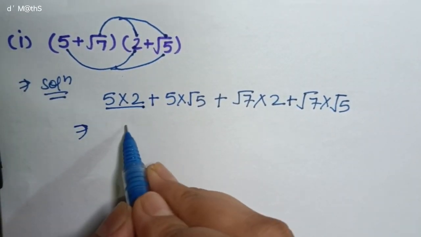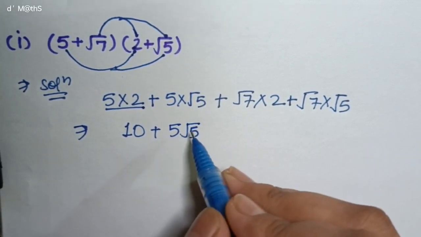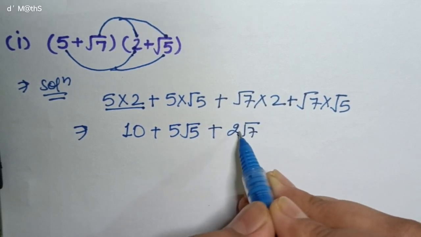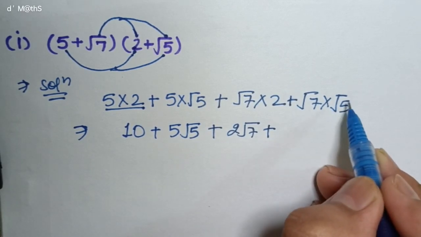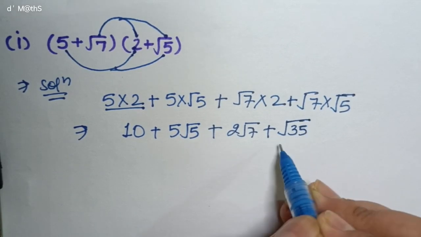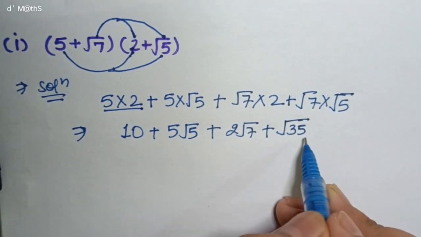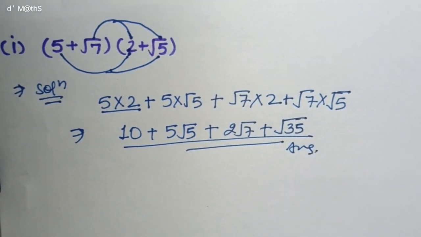Now when you simplify, 5 into 2 is 10, plus 5 root 5, plus, this is a multiplication, so 2 root 7 plus, okay, both the terms are in root only, so the roots will multiply into a single root, so root 7 into root 5 will be root 35. The bases of these terms are not the same, so they will not be added further, okay, so this will be your answer.